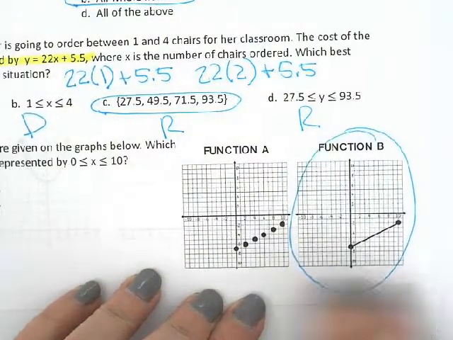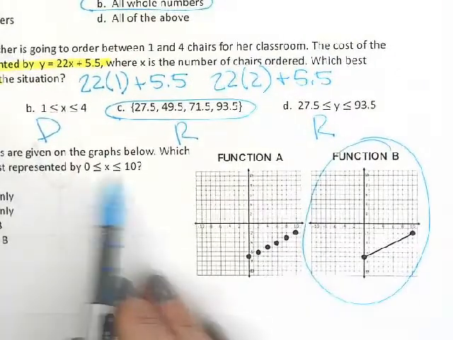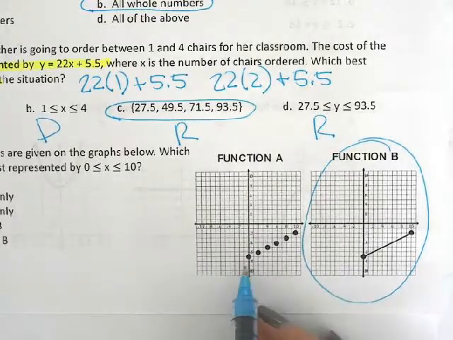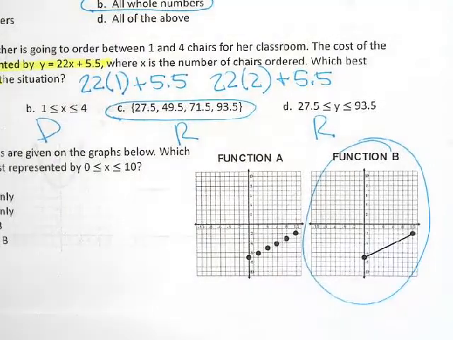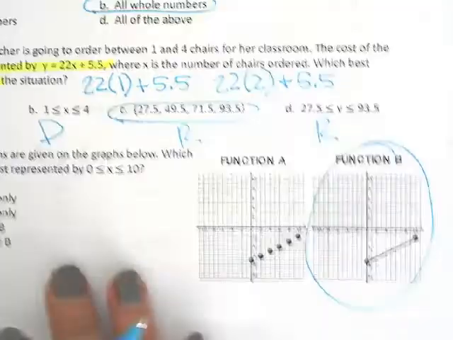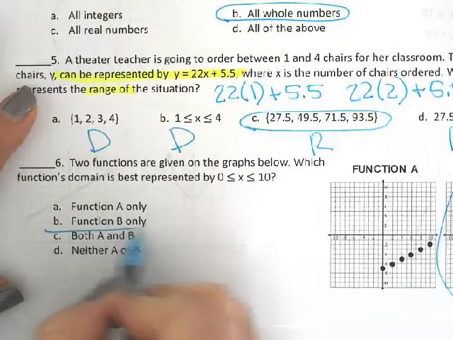So that means it includes all the points in between 0 and 10. This one only had 0, 2, 4, 6, 8, 10. So that would not be correct. So the answer is B, which is function B only.